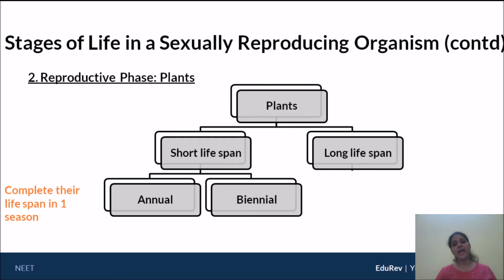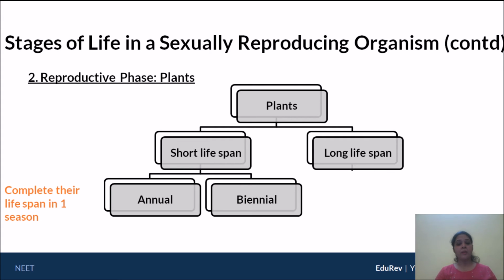When we speak about an annual, this is a plant that completes its lifespan in just one season. Now, what do we mean by that? From seed to death, which means the seed has to germinate, it has to grow, it has to flower, it has to fruit, and then it has to die. So from seed to death should be completed in one growing season, maybe let's say the rainy season. So in one entire season, this particular plant lives and dies.